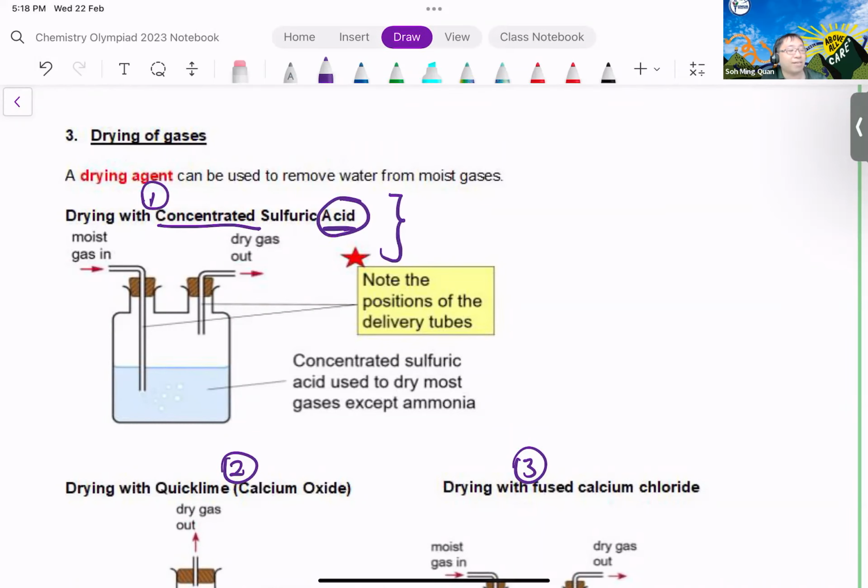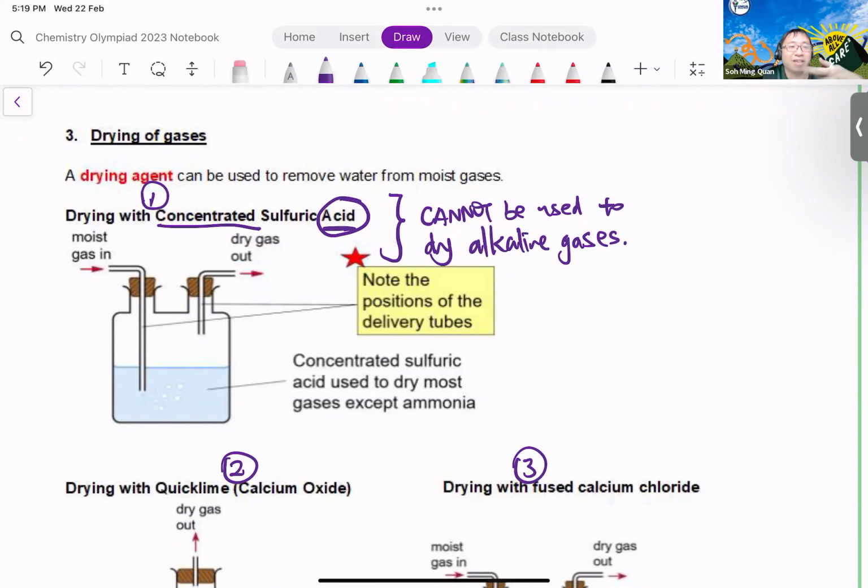So because it's an acid, it cannot be used to dry alkaline gases. You might have remembered from Sec 2 and 3, acids react with alkalis. That's neutralization, right? So you cannot use concentrated acid to dry an alkaline gas. It wouldn't work, because the gas would have reacted with the acid. It wouldn't have just been dry.